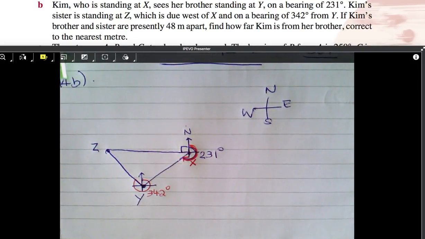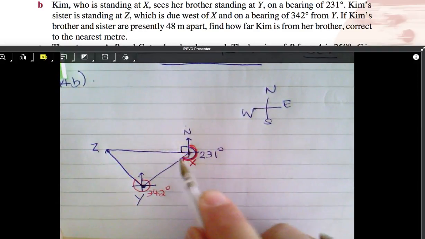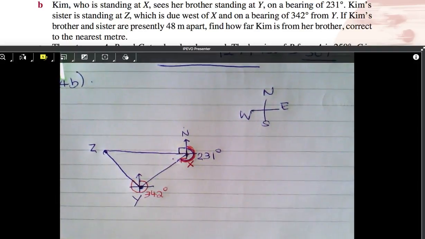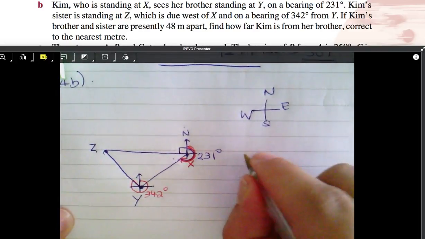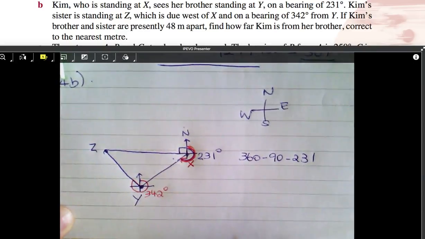You can now work out some angles in the triangle. So, girls, if we got 231 here and 90 there, do you know what this angle in here would be? It would be 360 minus 90 minus 231, which is 39.